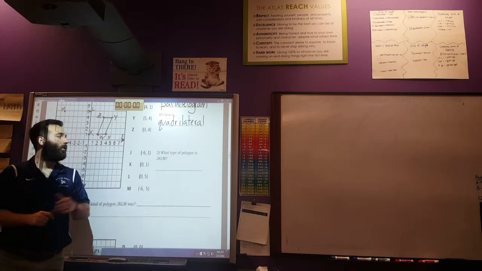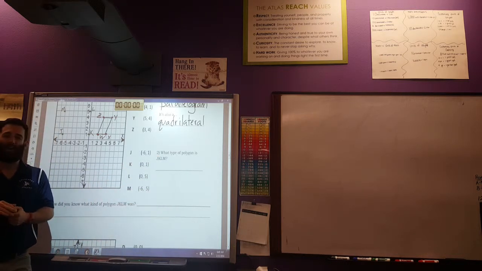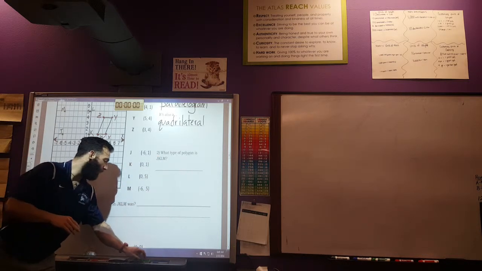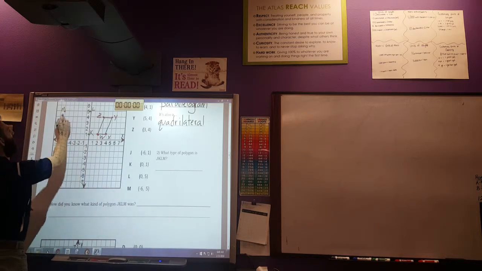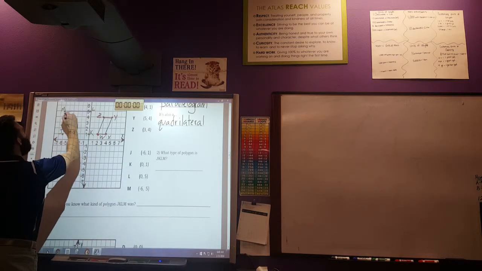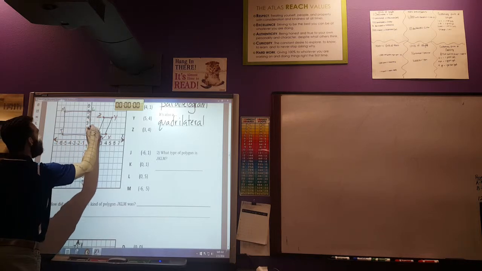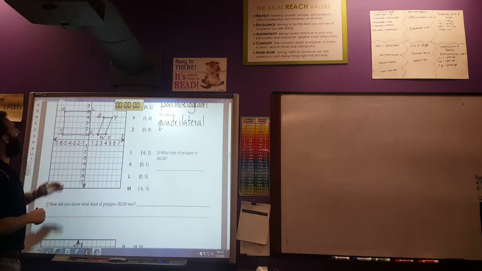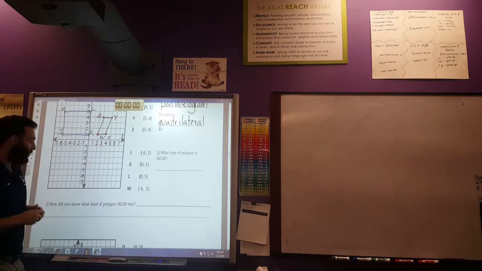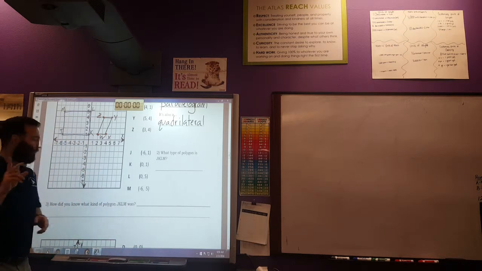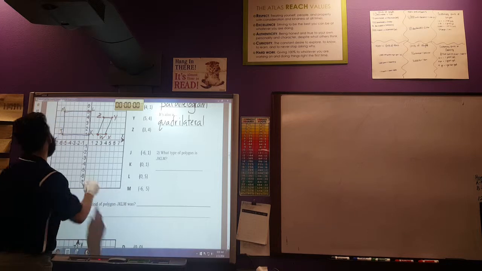Now, number 2 here is asking what type of polygon JKLM is. Before I do that, I'm going to go ahead and connect my dots. Connecting my points with line segments. And I can kind of see that taking shape. It looks like a square, but to make sure, I'm just going to go ahead and count the distance.